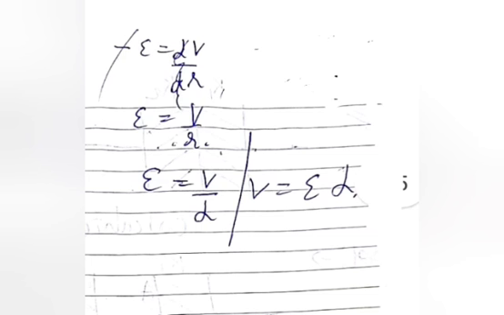So instead of taking D, we will take it directly E is equal to V by R, and we are ignoring the negative sign. Instead of R, we will take D, because R means distance and here the distance between the plates of the parallel plate capacitor is taken as D. So it would become E is equal to V by D, hence V is equal to ED.